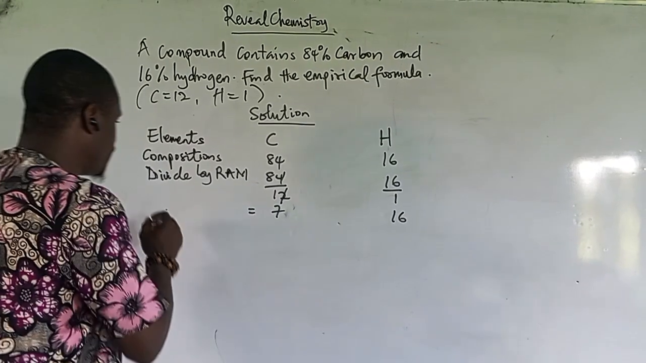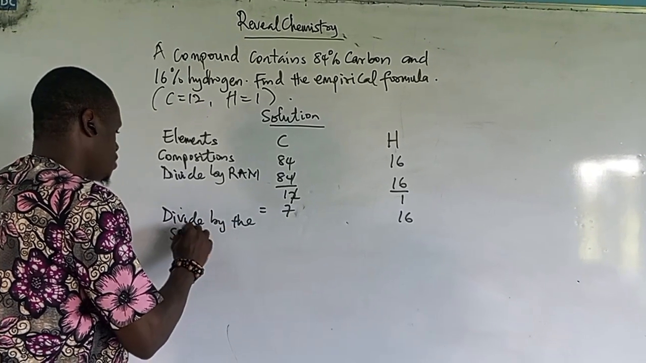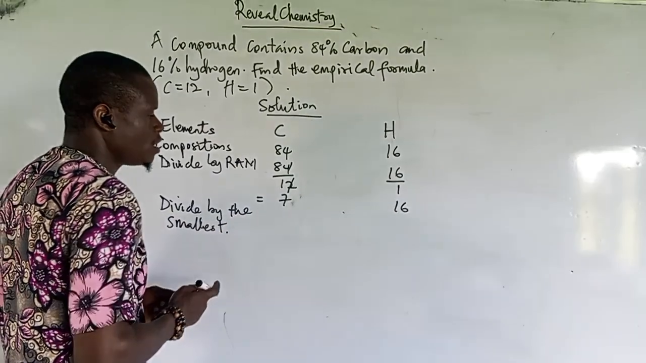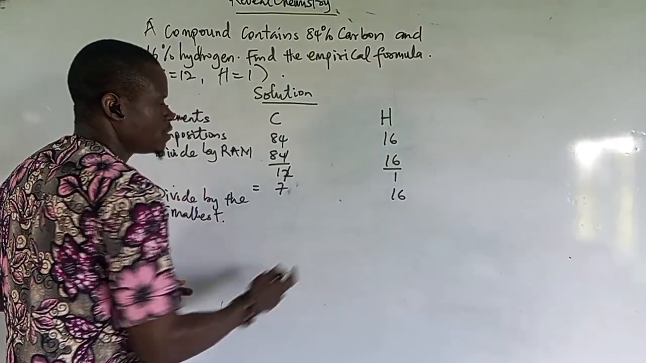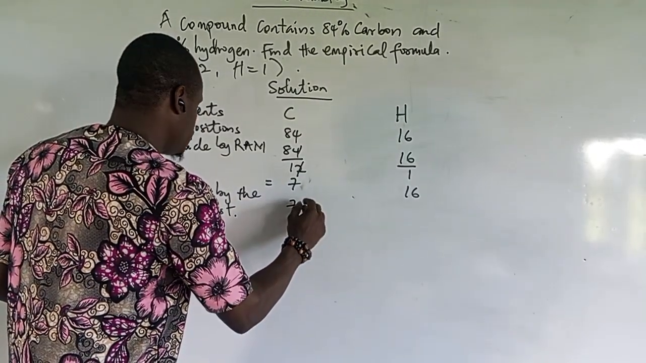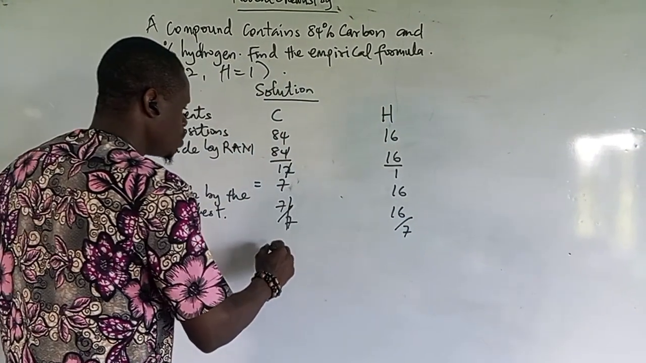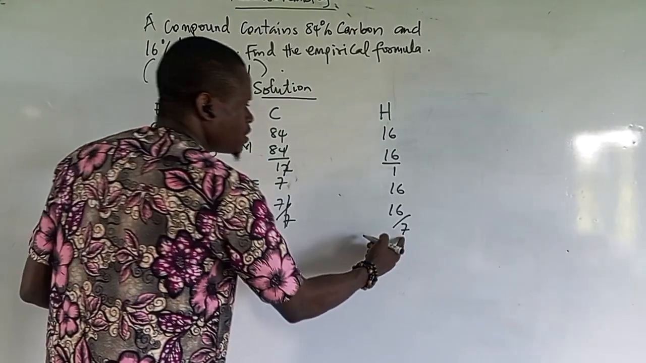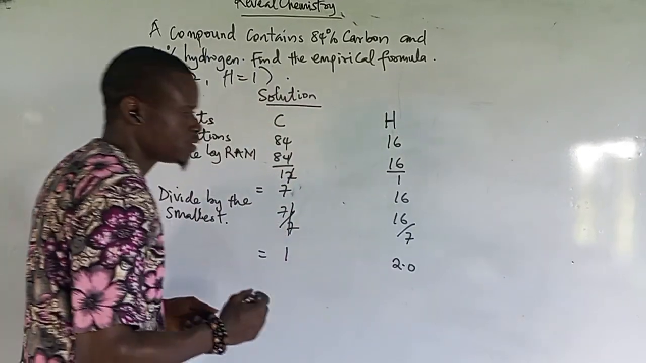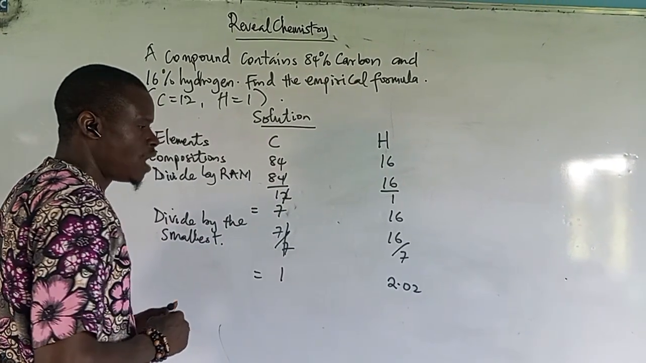Then what comes to your mind is to divide by the smallest number. The smallest number here is, you look at it, 7 and 16; 7 is less than 16, so 7 becomes the smallest number. So you say 7 divided by 7 and 16 divided by 7. So 7 over 7 gives us 1, and 16 over 7 will give us 2 point something, 2.0 and some fractions. So that is how you solve this.